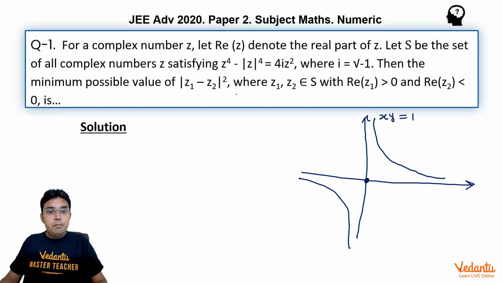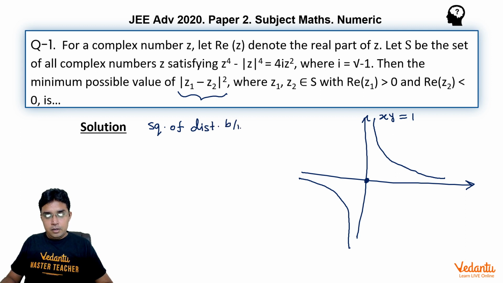Now they are asking minimum possible value of mod z1 minus z2 whole square. What does that signify? Let us see. This signifies actually the square of distance between z1 and z2, where z1, z2 are on this solution set and also real z1 is greater than 0. So this z1 should be lying on the first quadrant somewhere like this, and real z2 is less than 0, so it should be lying in the third quadrant somewhere like this.